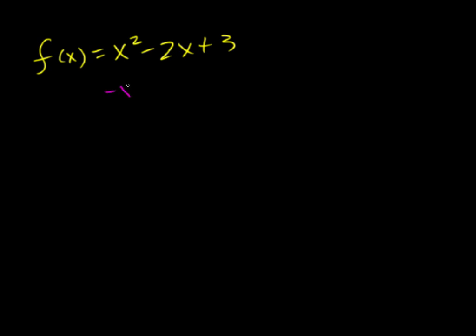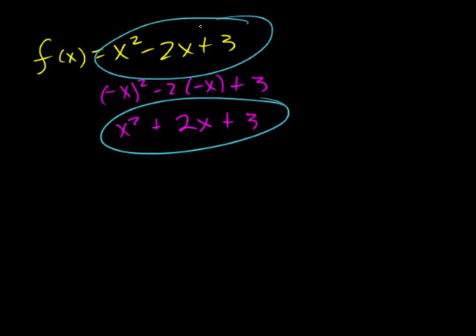So we plug in a negative value for x. This just becomes x squared. This becomes positive 2x plus 3. We compare this to the original. We see that this is the same. We see that this is different. And we see that this is the same. It needs to either be all the way the same or all the way different as far as the signs are concerned, or else we just say it's neither. Okay?